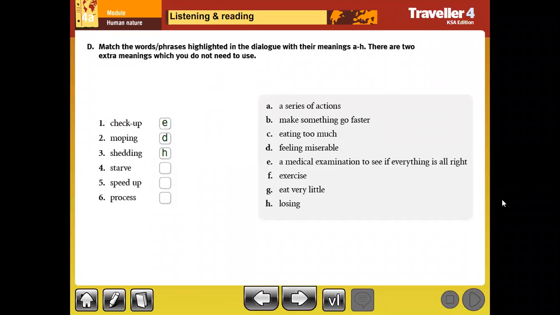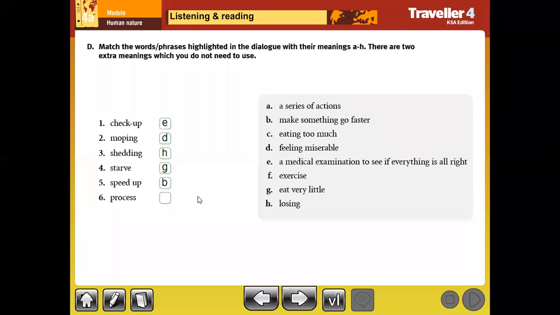The word starve means to eat very little, as Yasin said. Speed up, what do you mean by speed up? Speed up means to make something go faster, as you said, B. The last one, process, means what?